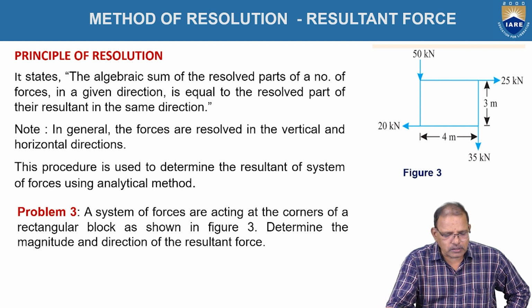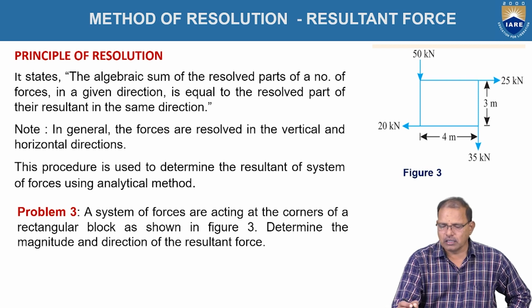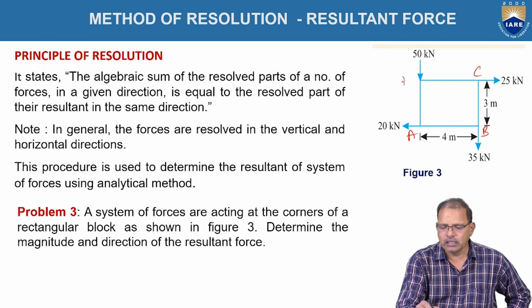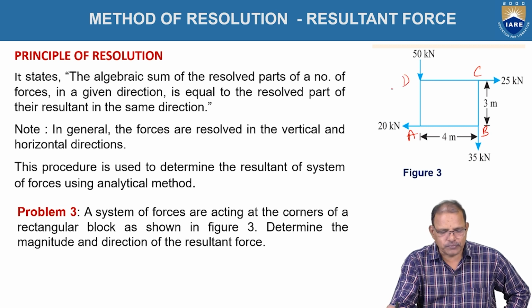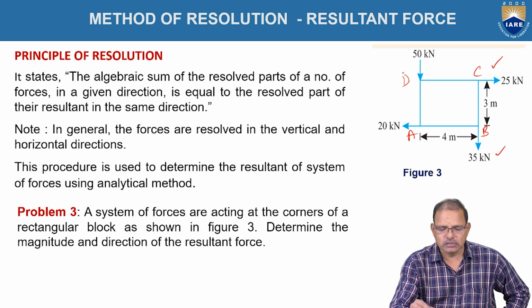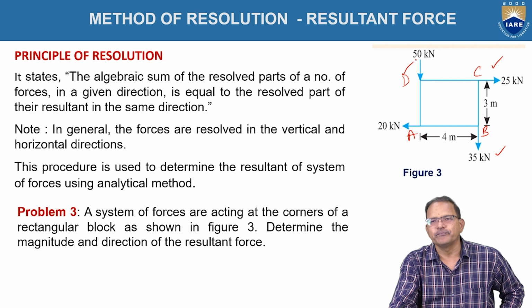Here we are taking one problem now. A system of forces are acting at a corner of a rectangular block as shown in figure. Determine the magnitude and direction of the resultant force. Here I am taking the object A, B, C, D representing the square or the rectangle. Here the forces acting are 20 newtons, 35 newtons, 25 newtons and 50 newtons as shown in figure.